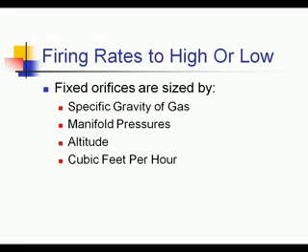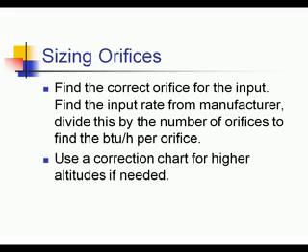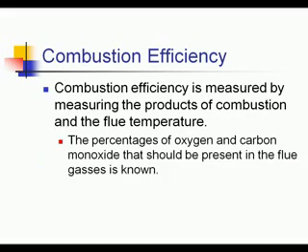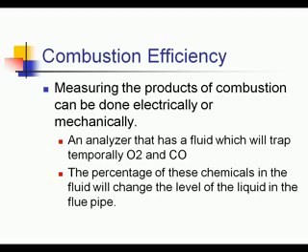If the gas pressure is correct or it cannot be corrected, fix an overfired situation. The orifice size must be reduced. Fixed orifices are sized by specific gravity of gas, manifold pressures, altitude, and cubic feet per hour. Find the correct orifice for the input. Find the input rate from the manufacturer. Divide this number by the orifices to find the BTU per hour per orifice. You can use a correction chart for higher altitudes if necessary.